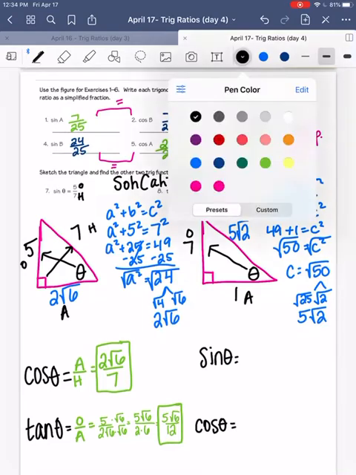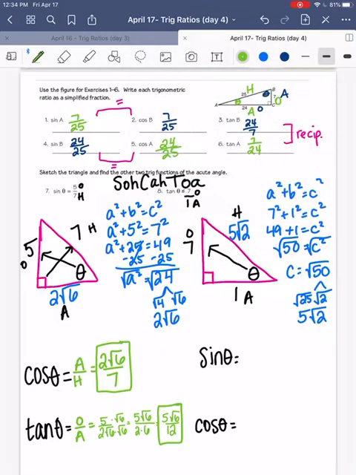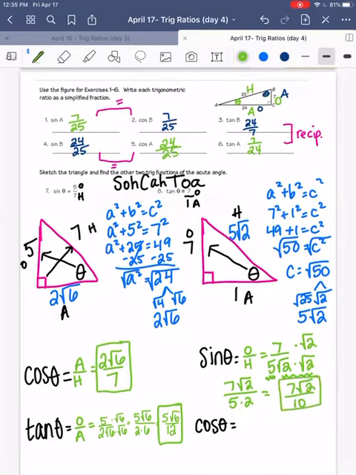Okay, so let's fill it in. So sine is O over H. Our O side is 7 and our H side is 5 root 2. That's a no-no, so we need to times, and so we'll have 7 root 2 over 5 times 2. Remember, bring this over and then that. Again, some of us forgot that step. Okay, so that's what you should have there.